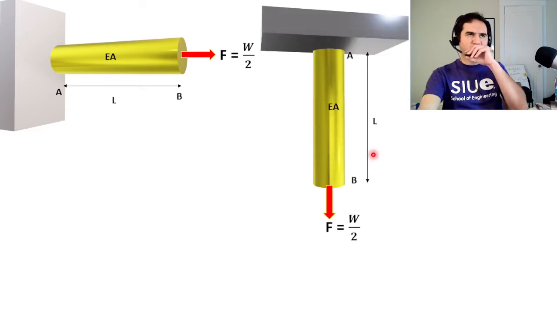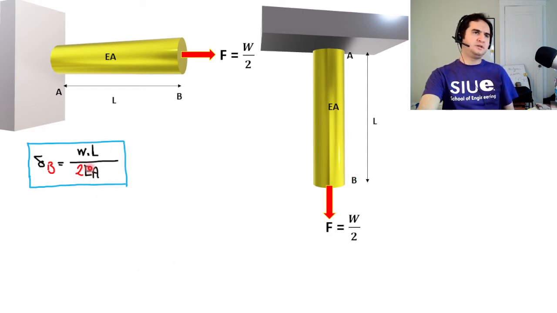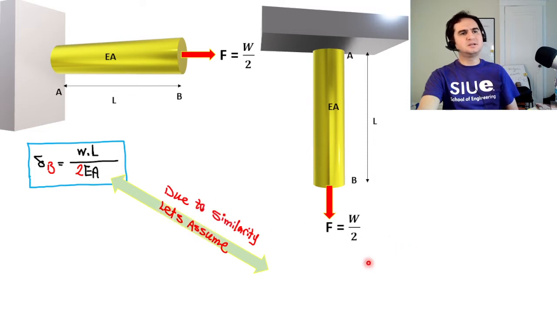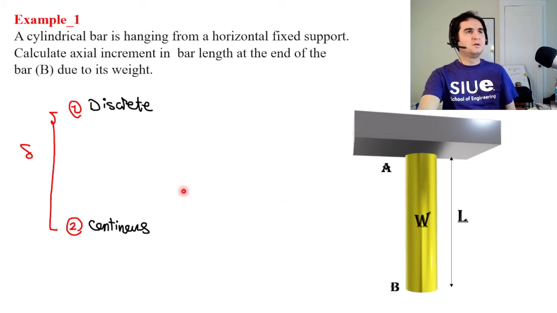Let's now rotate our problem by 90 degrees to reach the vertical case, but with the same concentrated force of W over 2 at the end B. We simply know delta B is WL over 2EA for a horizontal case. Due to similarity, let's assume the vertical case should be similar to the horizontal one. Let's find a kind of similarity between them. So let's go back to our problem, the vertical case.